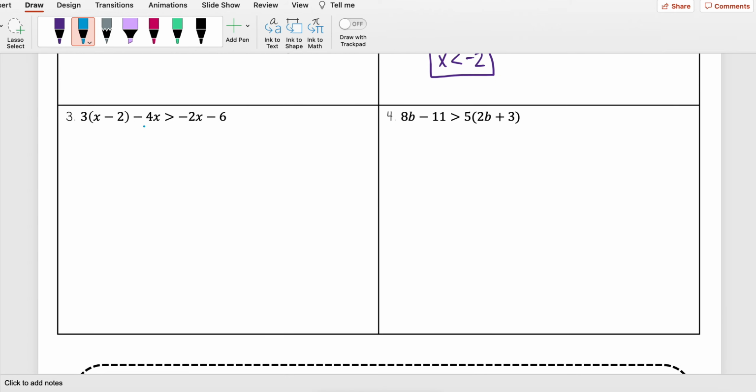Okay, number 3 is a little bit more complicated. Here I have parentheses, so I always want to do my distribution first. So I'm going to multiply 3 times x, and I get 3x. 3 times negative 2, and I get negative 6. Minus 4x is greater than negative 2x minus 6. Next I'm going to go ahead and combine like terms. So 3x minus 4x, I get negative x minus 6.